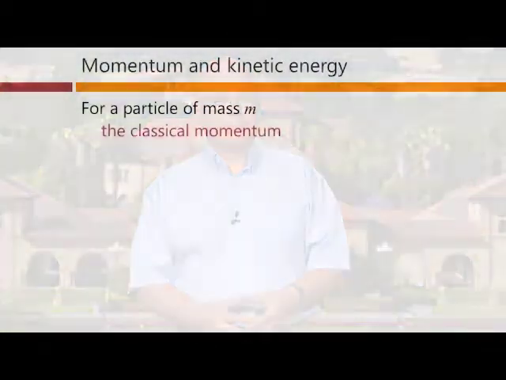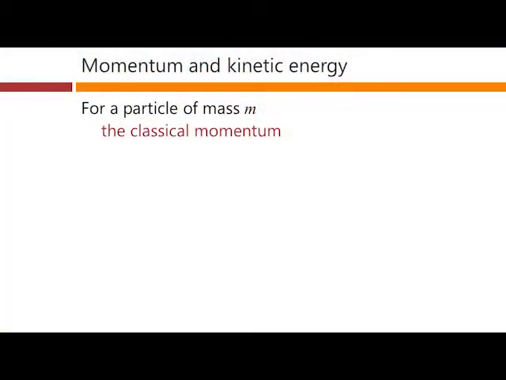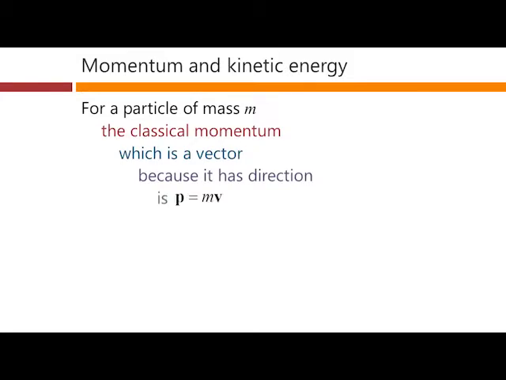Here then, we're going to start by reminding ourselves of some of the basic ideas from classical mechanics, including the ideas, as I said, of momentum, of kinetic energy, of potential energy, and of force, and the various relations between them. For a particle of mass m, the classical momentum, which is a vector because it has direction, is p equals m times v, where v is the vector velocity.